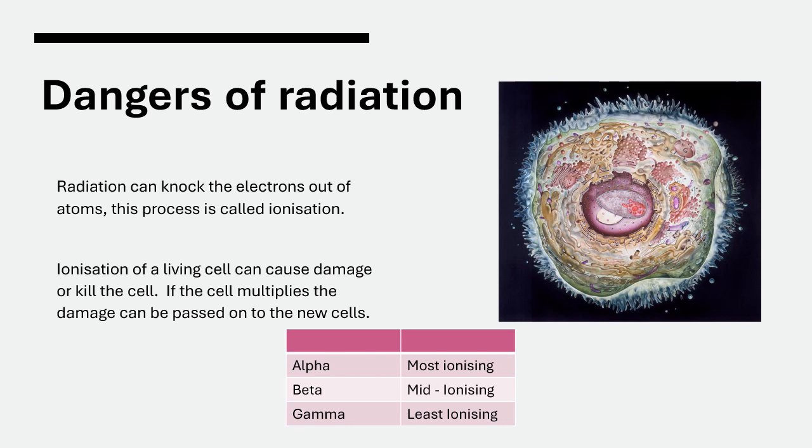Alpha radiation is the most ionizing type of radiation. It's because it's a large, slow-moving particle. Whereas gamma radiation is the least ionizing because it's a small wave that is very fast moving. Beta radiation is in between these two, so we can class it as middle ionizing.